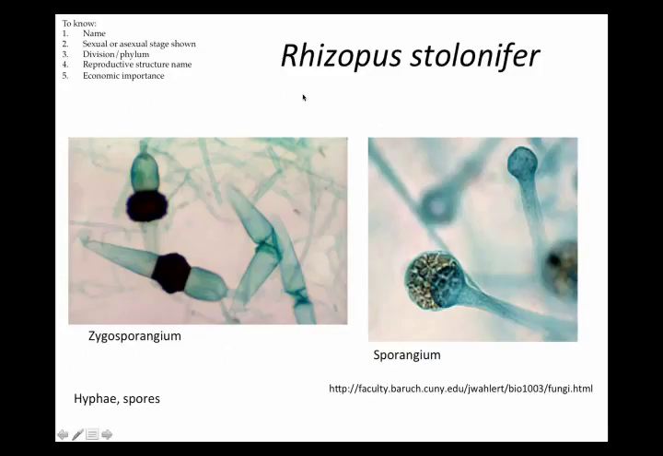So the first organism we have is called Rhizopus stolonifer. So Rhizopus stolonifer, it has these structures. So this is going to tell us what type of fungus it is. And the way you tell that is through the sexual reproduction structure. So this is the zygosporangium.